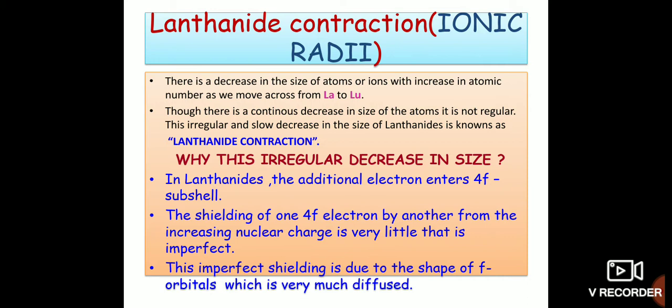This imperfect shielding in turn depends on the shape of the f orbital, which is very much diffused. Okay, because of this imperfect shielding, there is an irregular decrease in the size of the lanthanides. Though there is a decrease, it is not uniform, it is irregular. So this irregular decrease of the size of the atoms when we move from lanthanum to lutetium is known as lanthanide contraction.